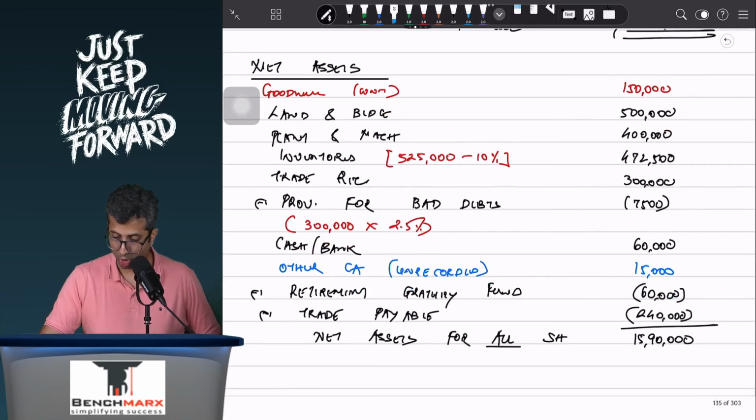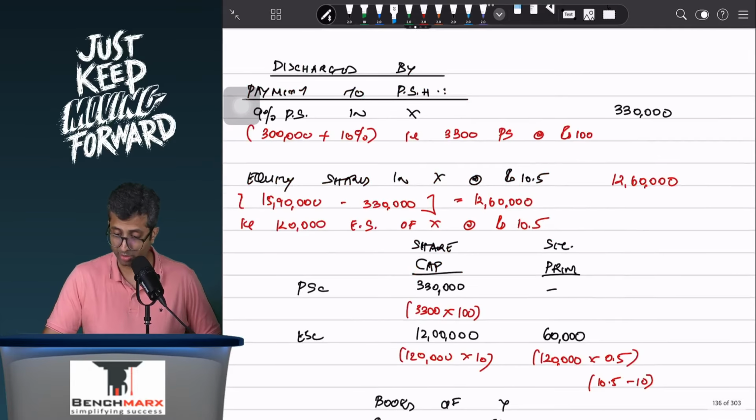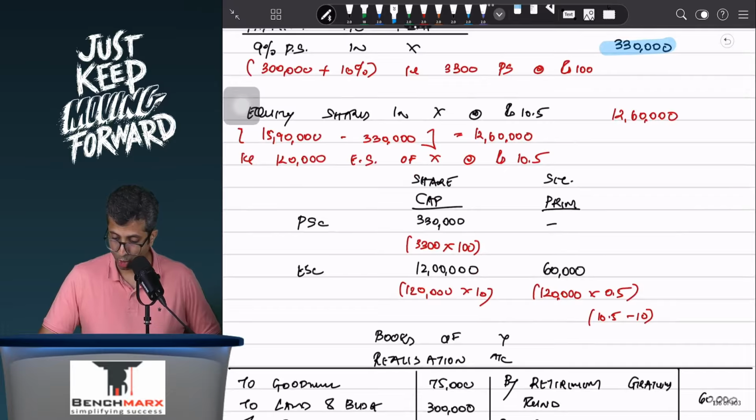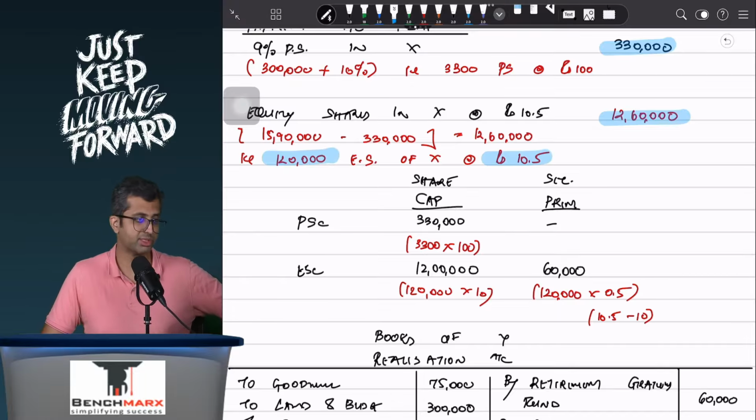So over here, all said and done, you will get net assets of 15 lakh 90, which is attributable to preference shares as well as equity shares. So the remaining 12 lakh 60 will go to the equity shares, and this is 1 lakh 20,000 equity shares of rupees 10.5 each. So in your share capital, in preference shares, you will have 3 lakh 30,000. In equity shares, 12 lakhs, and 60,000 will go in the premium.